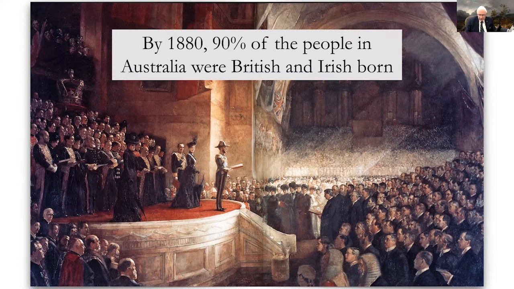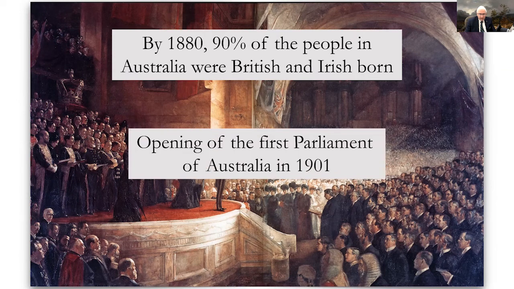Now that's vastly changed over the last couple of hundred years, because since 1880, Australia has become quite a bit different; it has a lot of other minority influences. And this is when they had the opening of the first Parliament of Australia in 1901.